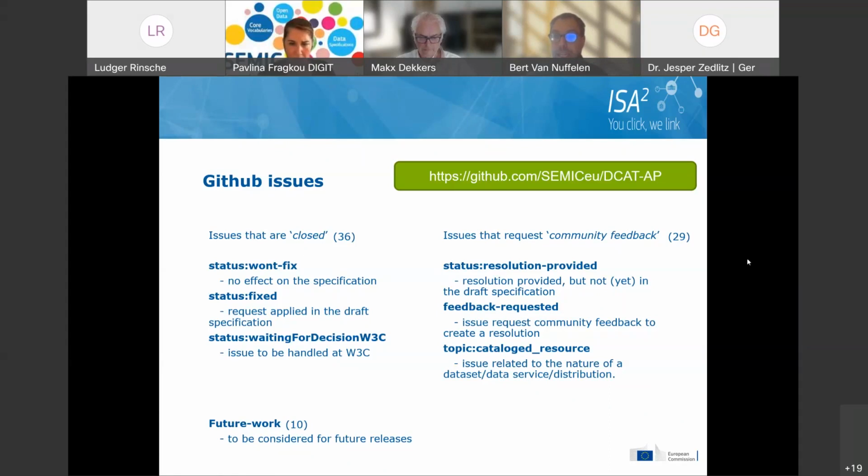Then we have 29 and 31 where community feedback is provided. Most of them will now turn to a resolution provided. So this is the resolution that we will have, and then we have the discussions on that. If I look correctly, we have around 10 issues left for the future, plus a few that we will not resolve or will postpone, like the identifiers. So that is the current state of affairs.